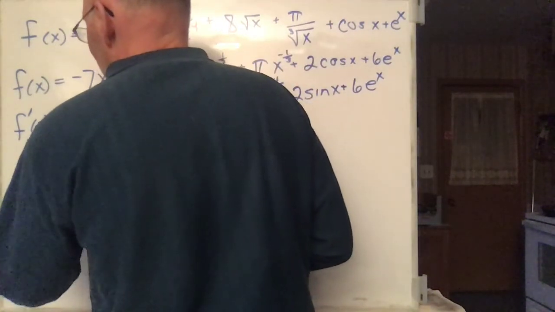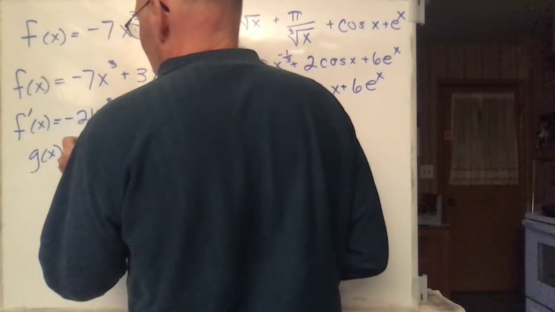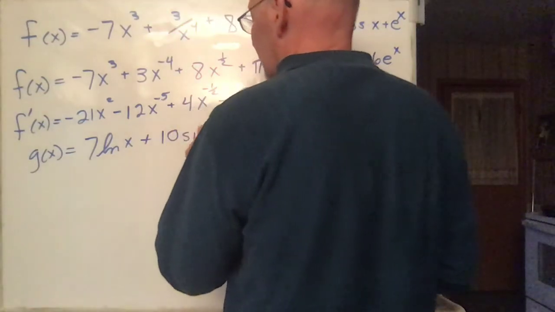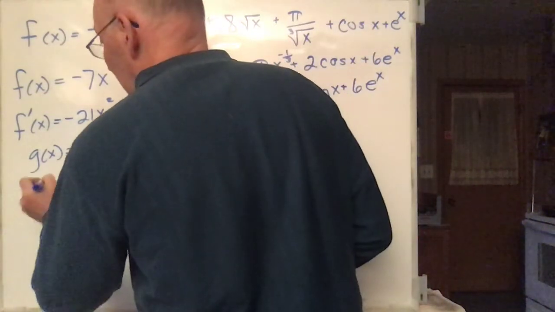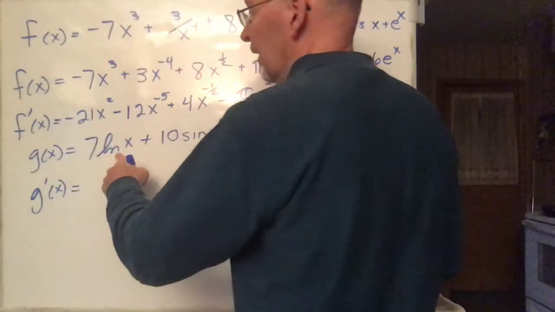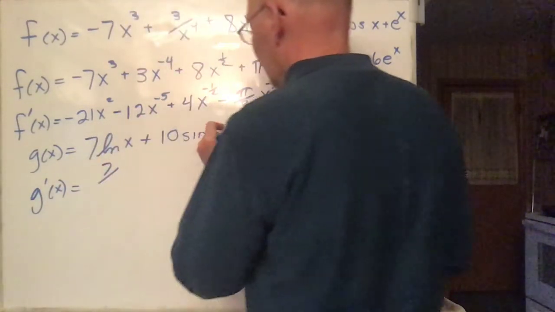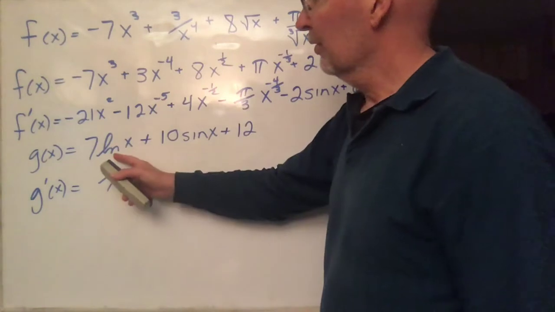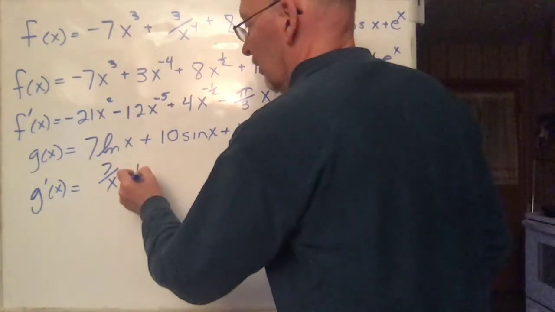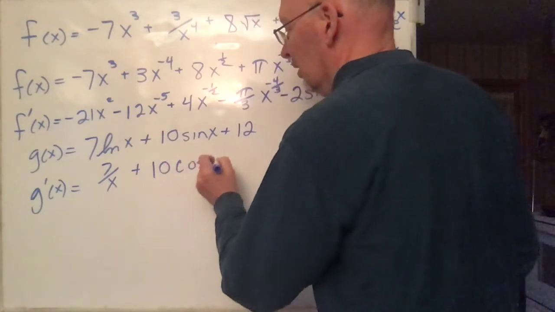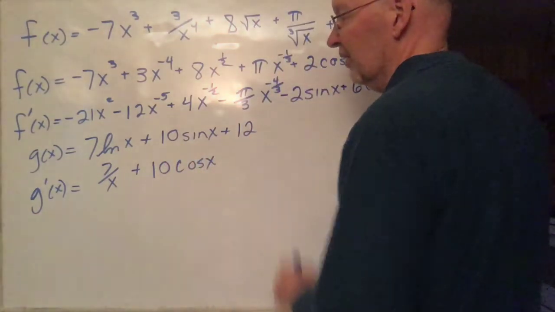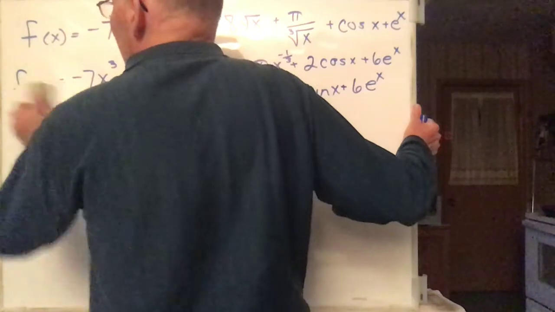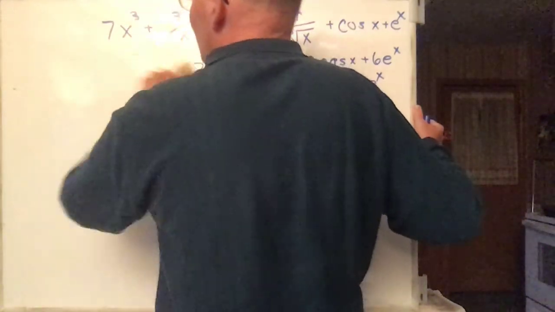G of x is equal to 7 ln of x plus 10 sine of x. And so its derivative is going to be, what's the derivative of ln? It's 1 over x. So, let's throw in a 12 here. So it's going to be 7 divided by x, because the derivative of ln of x is 1 over x. This is going to be plus 10 cosine of x. And then, of course, the derivative of 12, that's a constant, is going to be 0. So there you go. Okay, good. So now let's use that to solve some problems.